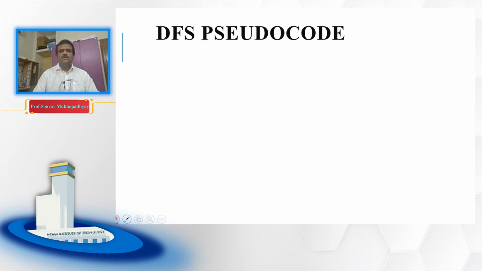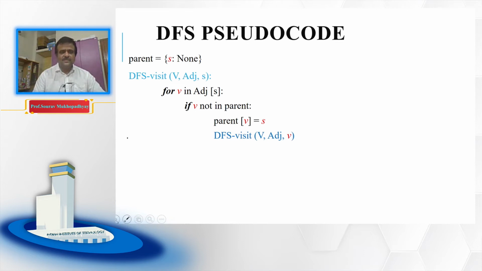Now let us come to how we can do that. Let us discuss the pseudocode for DFS. Okay, now this is the code for DFS visit from a source vertex S, and this code we will use for the original DFS algorithm.